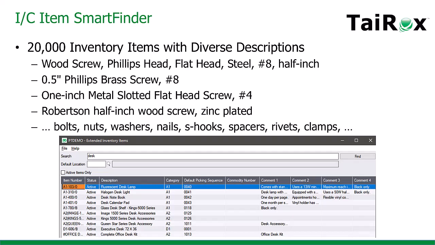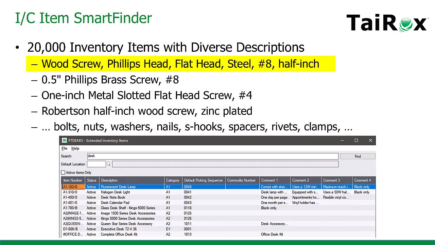We implemented the inventory control SmartFinder for order entry for a hardware distributor that had over 20,000 inventory items. By hardware distributor, I mean someone selling nuts, bolts, nails, and screws, not computer hardware. Every few years, the distributor would take on another supplier and import a few hundred new items. As you can imagine, the item descriptions were all over the map.